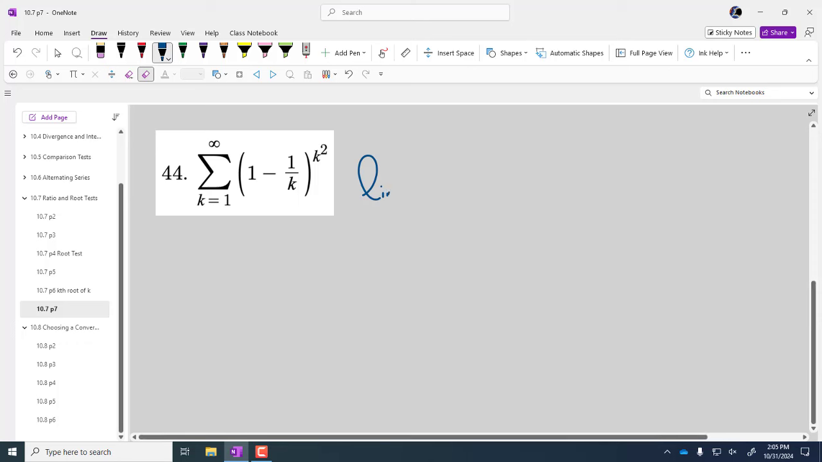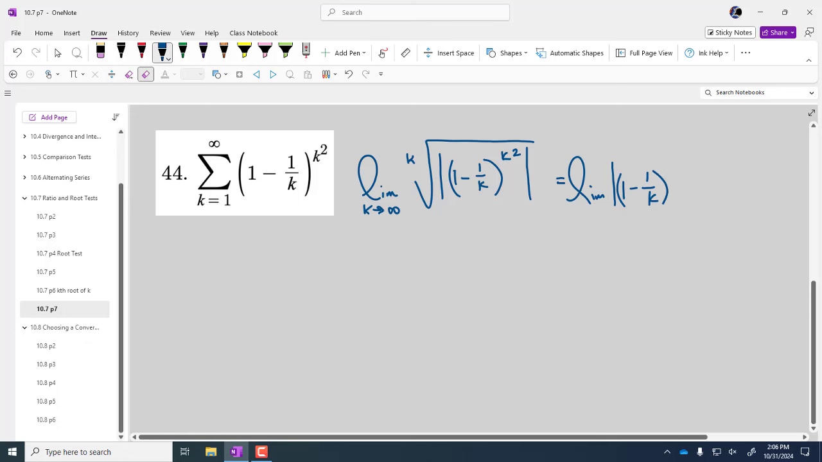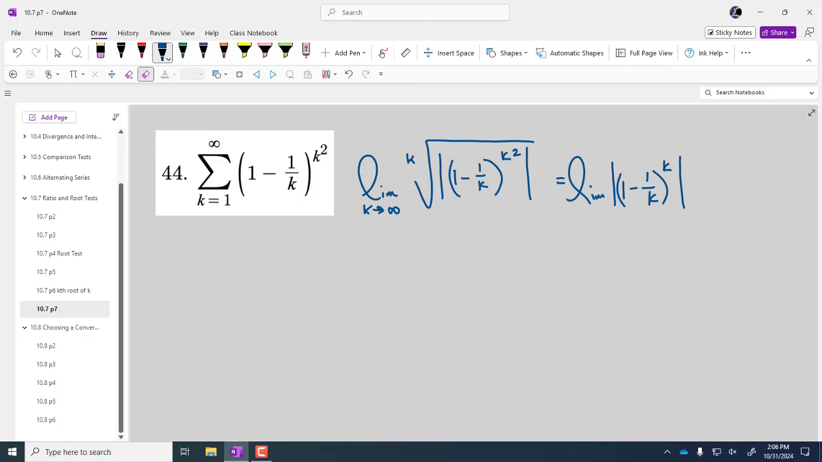We're going to take the limit as k goes to infinity of the kth root of the absolute value of this. That kth root is going to dump one of the k's, and we still have this absolute value. It's 1 minus 1 over k, to the k, absolute value. The limit can go inside the absolute value because the absolute value is a continuous function. The limit is stealth. We jump inside.